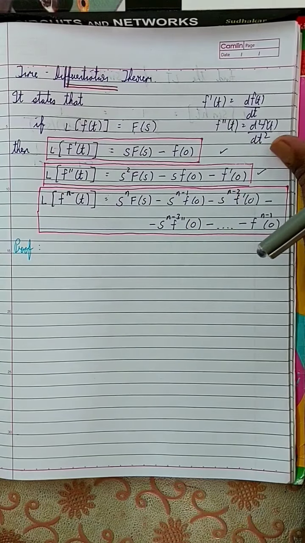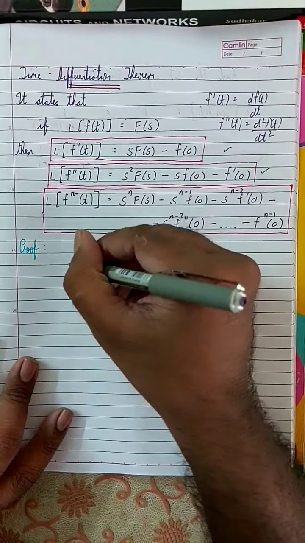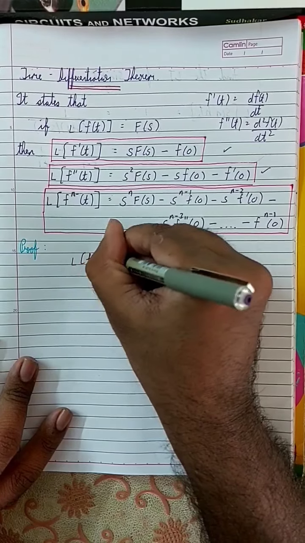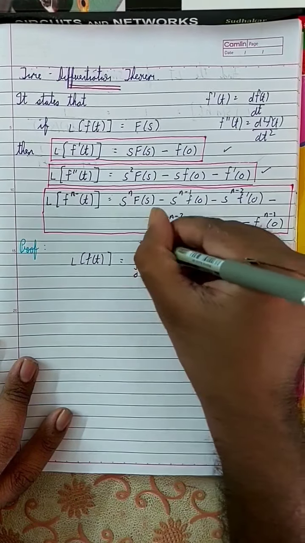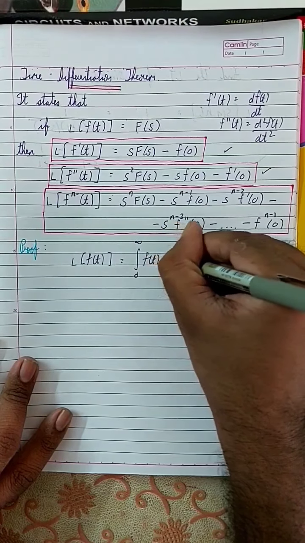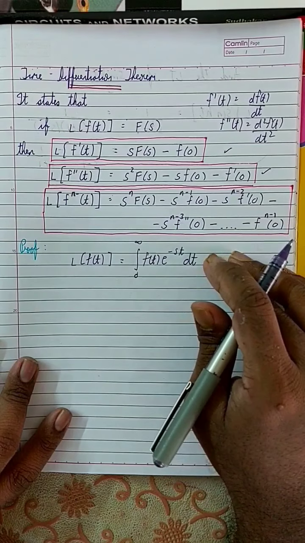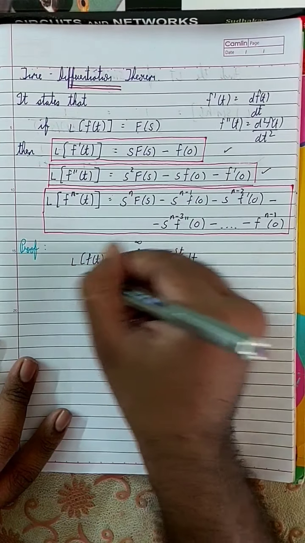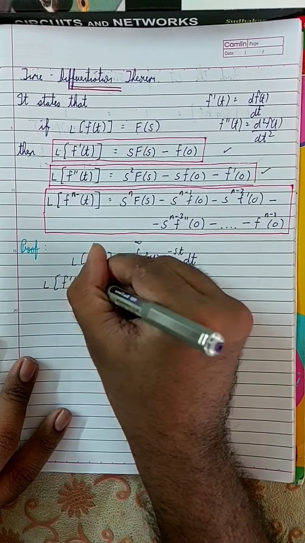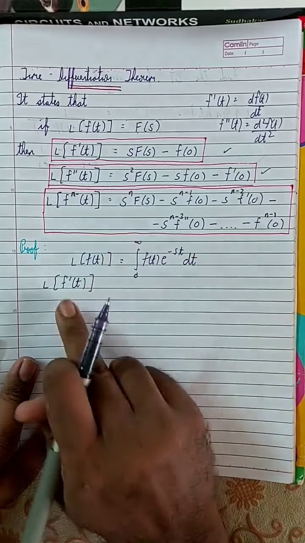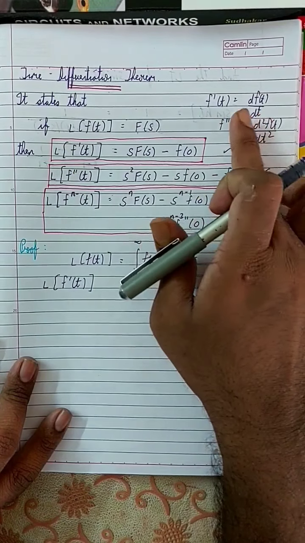Now let me prove this equation. We all know that the Laplace transform of f of t, or f of s, is nothing but the integral from 0 to infinity of f of t e raised to minus st dt. So in that case, the Laplace transform of f dash t, where f dash t is nothing but the derivative of f of t, is df of t by dt.